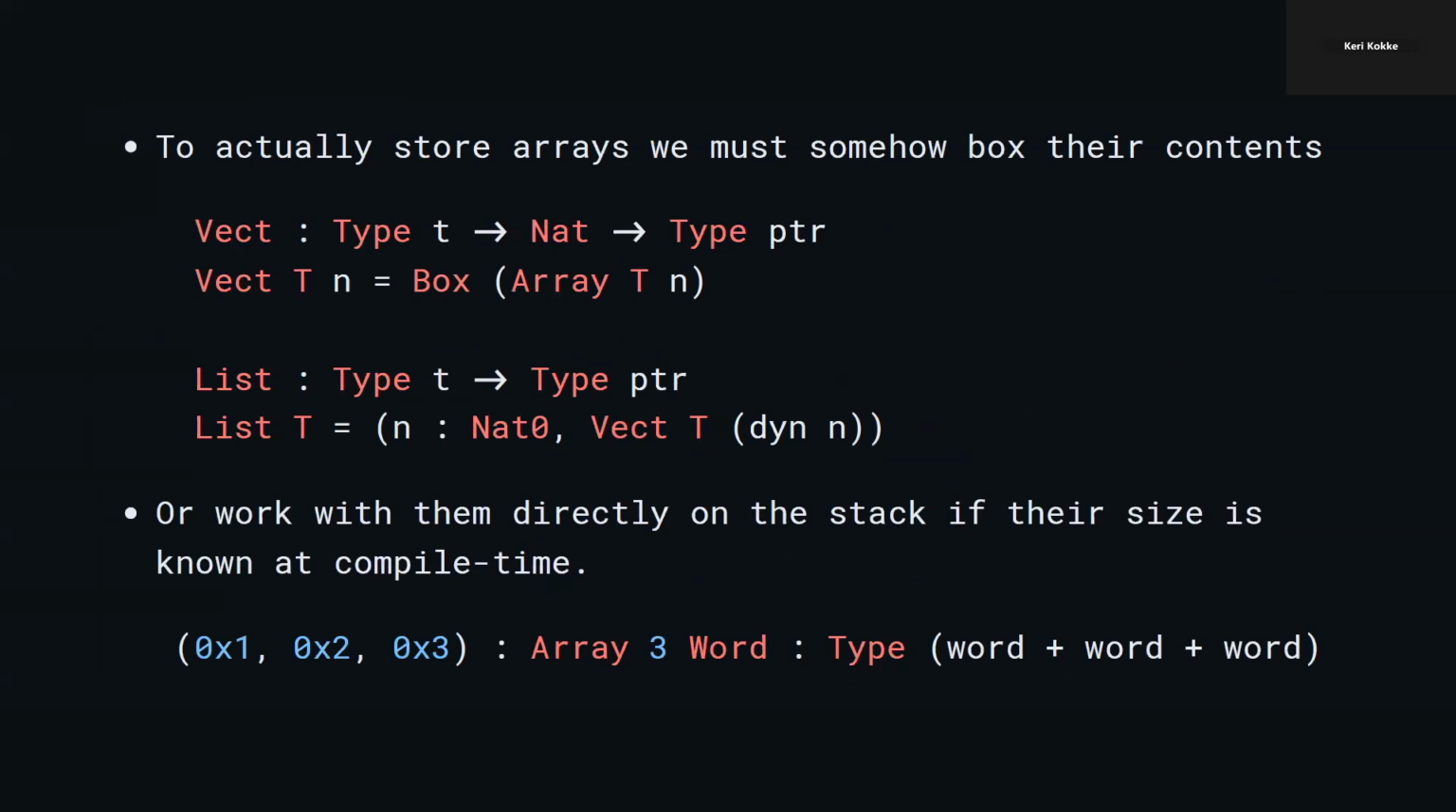So in this case, we can define vectors and lists, which are kind of the usual types we have. But now we can do it in terms of arrays. So a vector is just going to be a boxed array. And then a list is just a pair of some length and then a vector of that length.